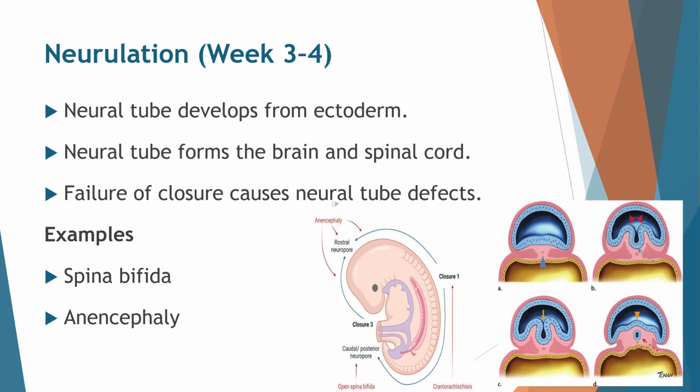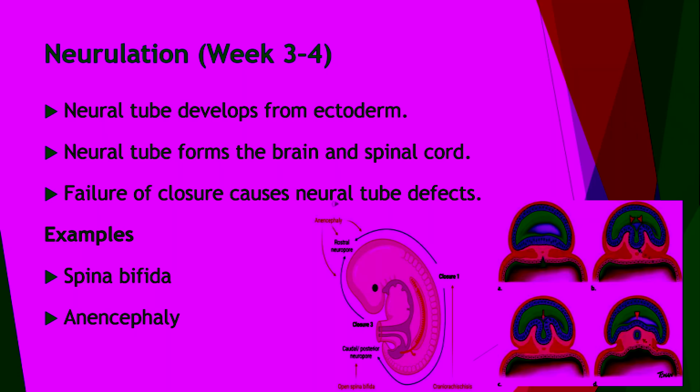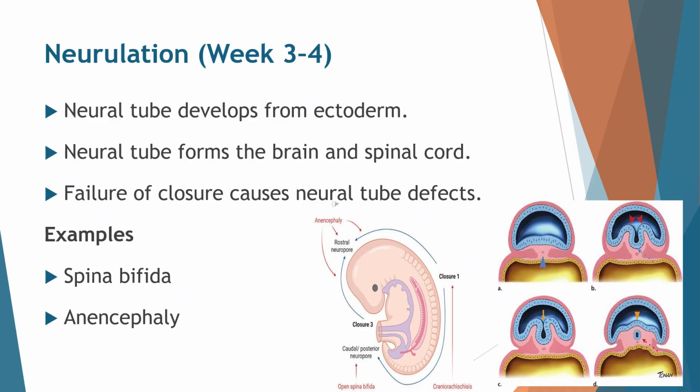The neural tube is the structure that later develops into the baby's brain and spinal cord. So this stage marks the beginning of the formation of the central nervous system. During normal development, the neural tube gradually folds and closes completely. This closure is very important because it allows the brain and spinal cord to develop normally.